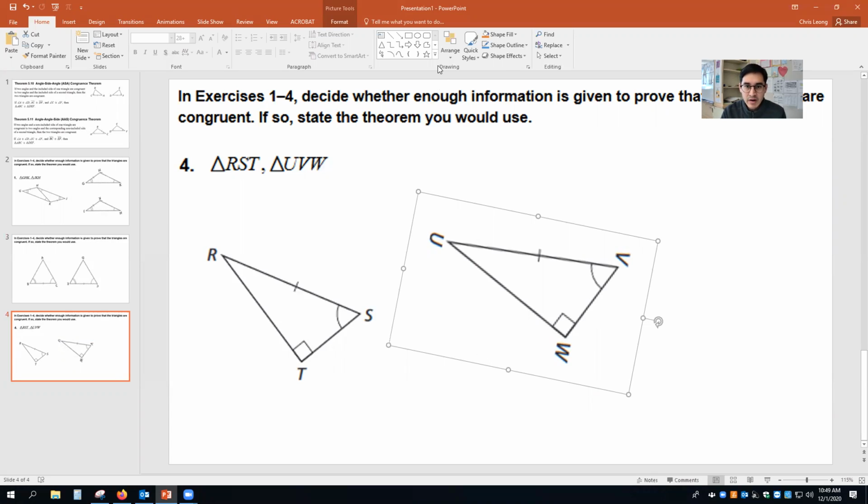Let's look at the pattern in their markings. I've got an angle followed by an angle followed by a side. I've got the same angle followed by another angle followed by a side. So these two triangles illustrate an angle-angle-side pattern: a right angle, a single marked angle, and then a single marked side. These two triangles are congruent, and the theorem that we would use is the angle-angle-side theorem.